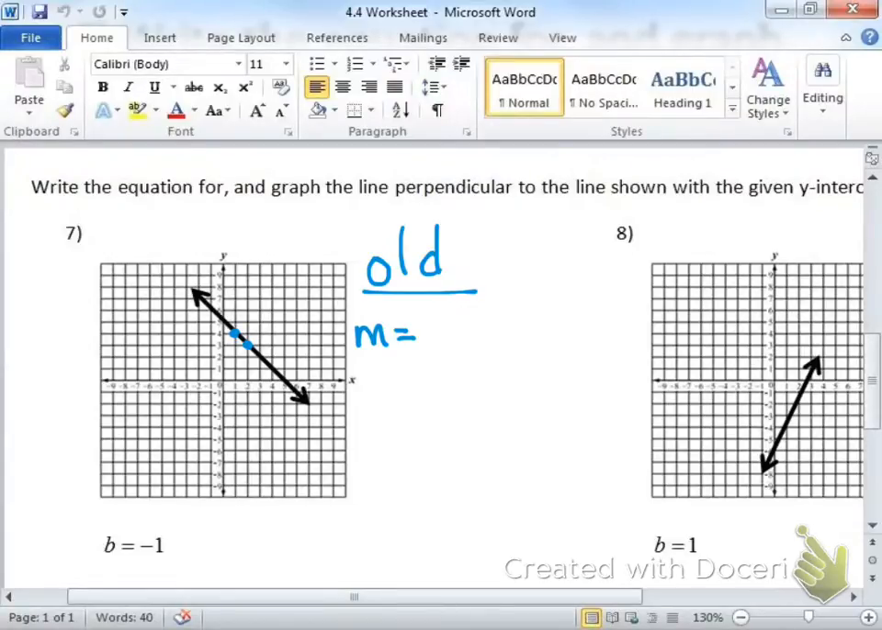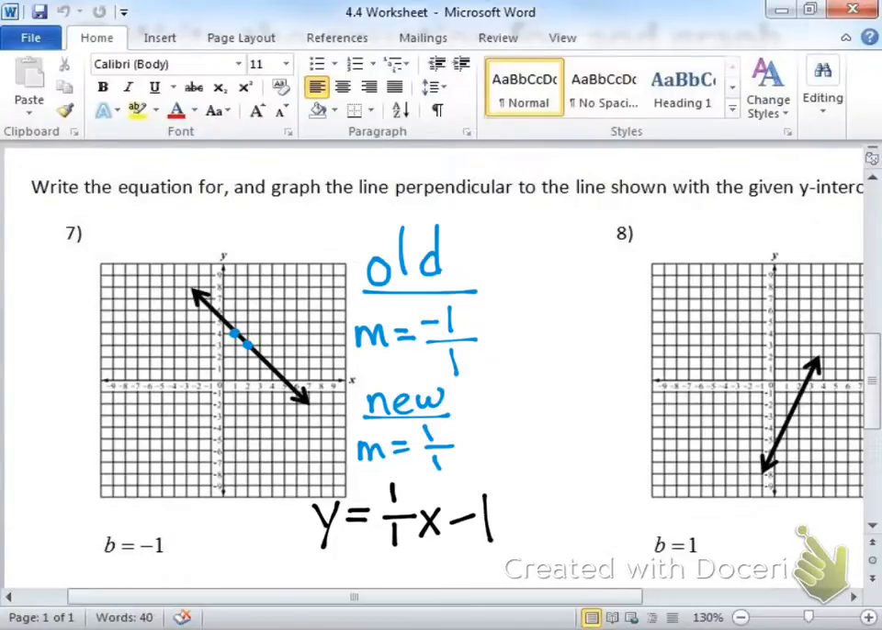Yeah, I always start from the left point and go to the right point, so it would be down 1, right 1. So I'm going to write it as negative 1 over 1. If you have 1 over negative 1, that's completely fine. So what is the new slope? 1 over 1. You flip it, you change the sign. So 1 over 1. So what is the equation that I need to graph? Y equals what? 1 over 1x, negative 1. Good, because you're using this b.